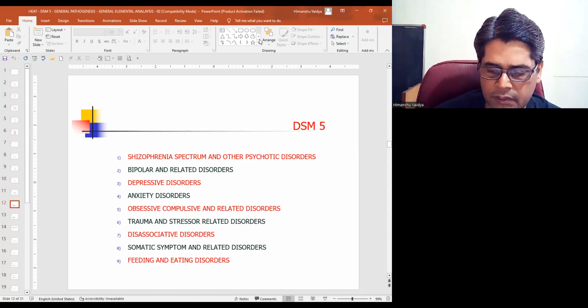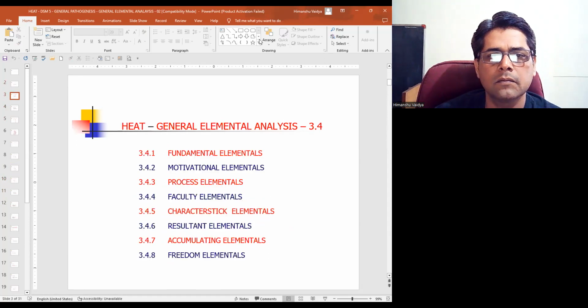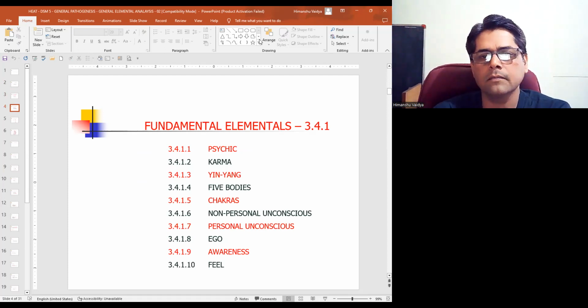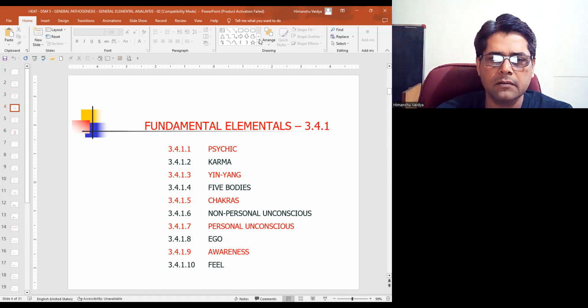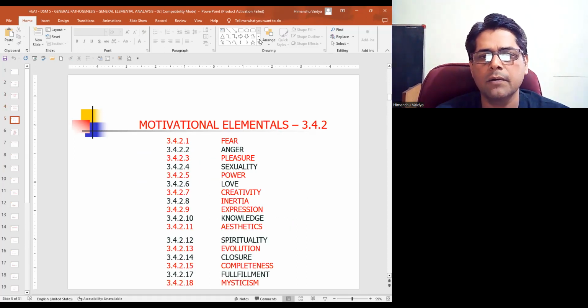Let's look at depressive disorders. The karmic body will be important. In the chakras, the bottom chakra will be important, the heart chakra will be important. More often than not, the personal conscious will be at work. From motivational elementals, 2.1, 2.2, 2.8, 2.9 will be most important.